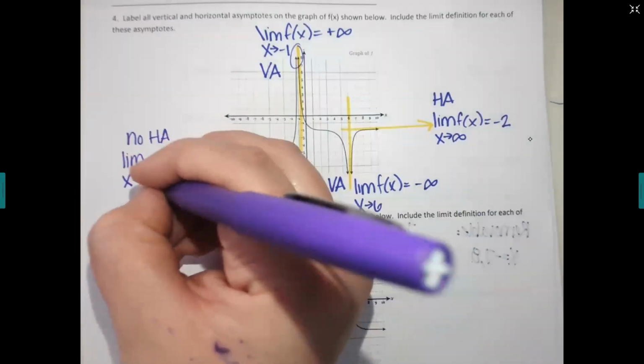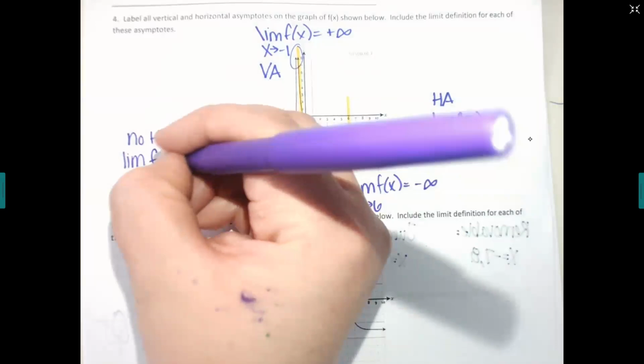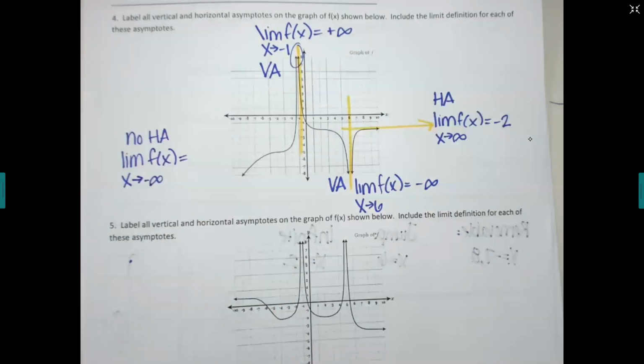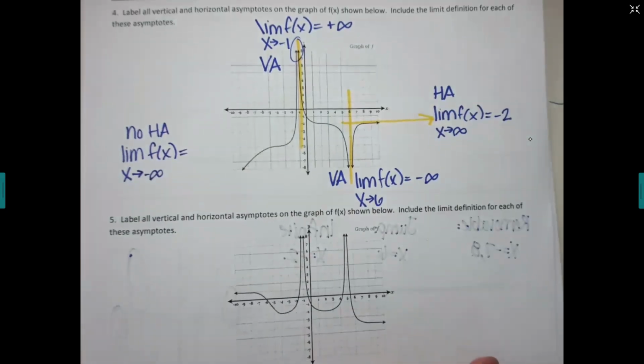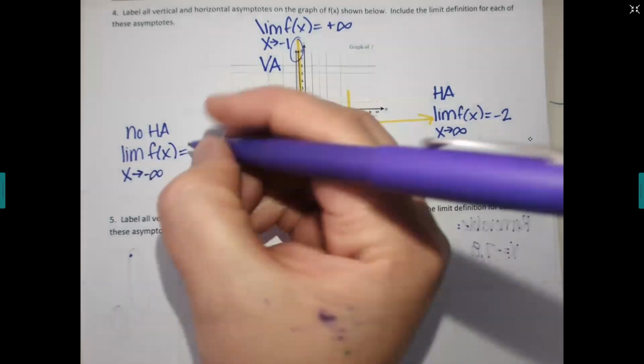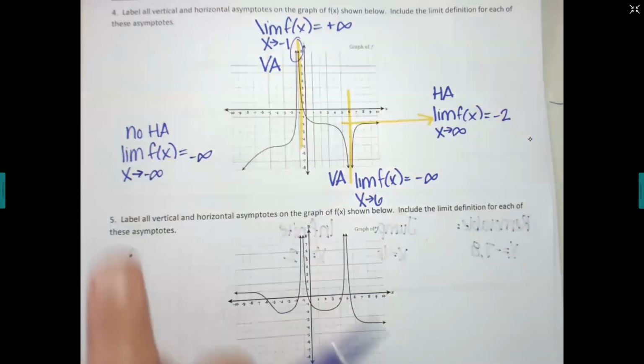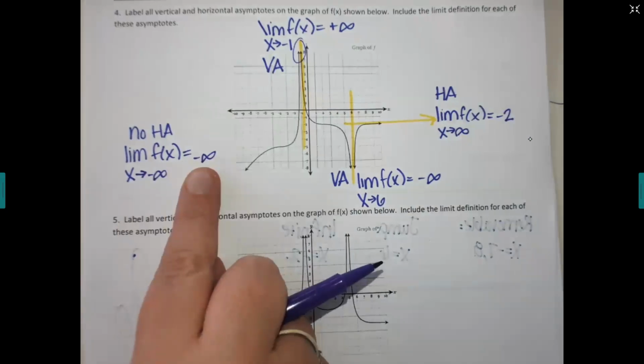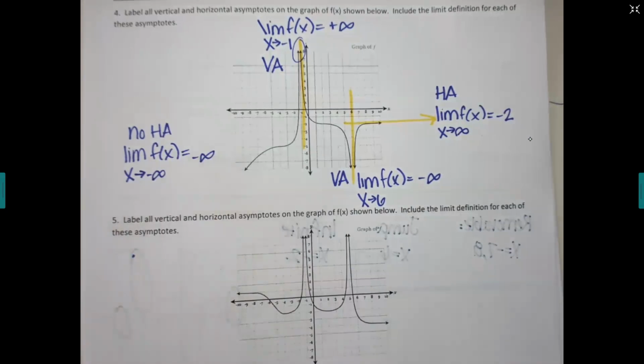That tells me that I'm at the left end. And then how would I say it's going down forever without getting close to a specific number? Negative infinity. So what that means is the left end is just going down. It's not going towards anything specific, it's just going down forever. Okay, do we feel okay with that?